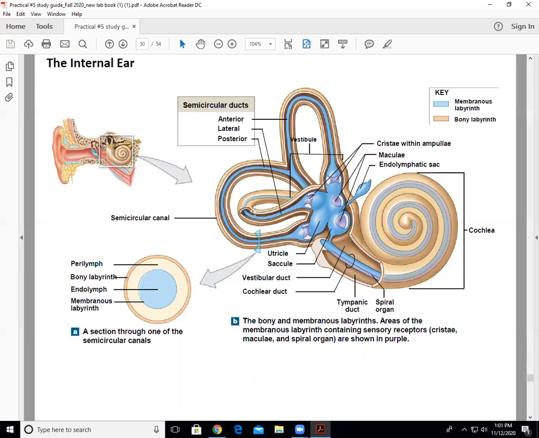So structures inside. We have the bony labyrinth and the membranous labyrinth. So if it's kind of beige, it's considered bony labyrinth. It's on the outside, it's bony. Inside, it's membranous, softer, membranous labyrinth. And that's that circle right there. And then inside the membranous labyrinth is endolymph. Inside the bony labyrinth is perilymph.